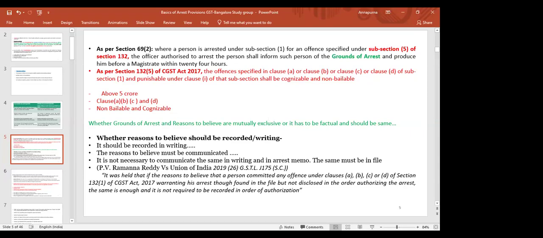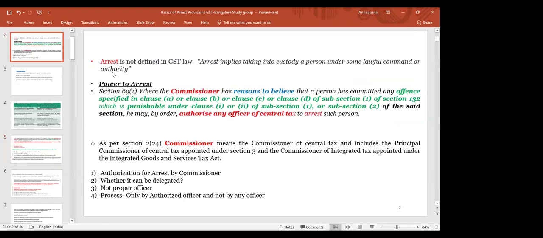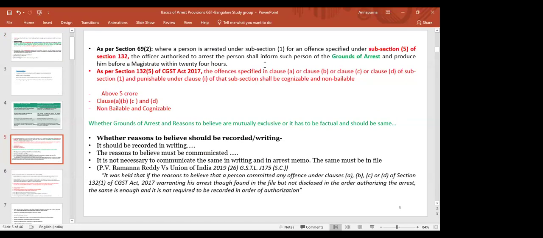Now, the first aspect we have to try to understand is that 69(2) says it shall inform such person the grounds of arrest. So whether the grounds of arrest and the reasons to believe are the same, because we read in 69(1) that the commissioner should have reasons to believe. And secondly, it also says that whenever the person is arrested, the grounds of offense should be intimated. So whether they have to be the same, or whether they can be different, or whether it has to be on a factual basis.